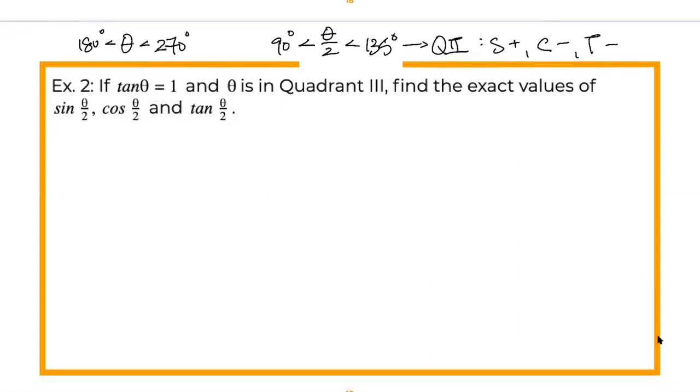All right, let's draw our triangle in quadrant 3. And here's my theta. I know that tangent is 1. That means the opposite and the adjacent are the same length. Given the way the triangle's drawn, this is a -1 and this is a -1, because I'm going in the negative x direction and in the negative y direction. Now, if we use the Pythagorean Theorem to find the hypotenuse, we should find that it is the square root of 2.